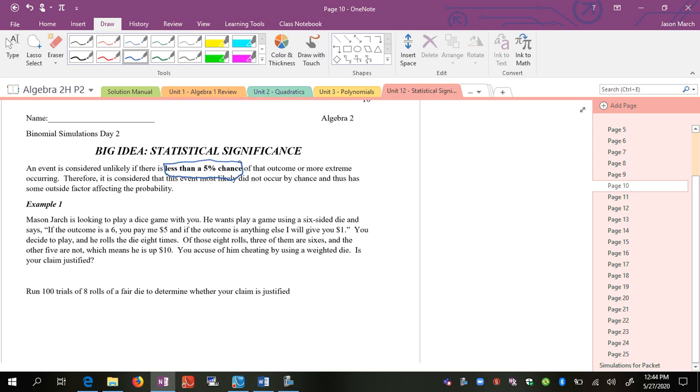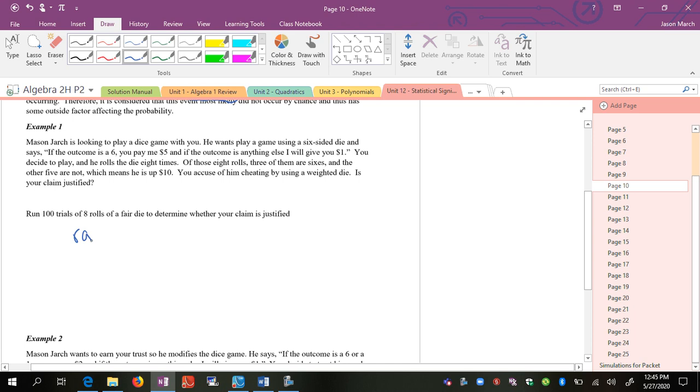Is your claim justified? So what we're going to do is run 100 trials of 8 rolls of a fair die to determine whether this is something that would be considered unlikely to happen on a fair die. Again, the thing to keep in mind is that the simulation we are about to run is on a fair die. So we're going to do this using the random binomial feature. We're going to do 8 rolls of a fair die, which means we have a 1/6 chance of him getting a 6. And we're going to simulate that 100 times. We're going to put this into a list and spreadsheet and look at the data graphically.